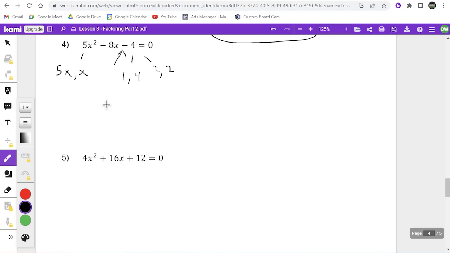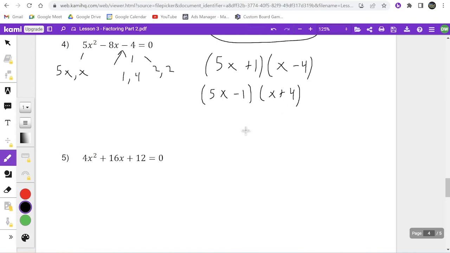Okay, so now I'm going to list out all the combinations we can possibly have. There will be 6 total, and you don't have to know the total number or how I calculated that. All you need to do is write out the combinations. In other words, the first combination can be 5x plus 1 times x minus 4. Another combination I can have is 5x minus 1 times x plus 4. The next one I'll say is 5x plus 4 times x minus 1. Notice I switched the position of the 1 and the 4. And then we can have 5x minus 4 times x plus 1, flipping the signs.